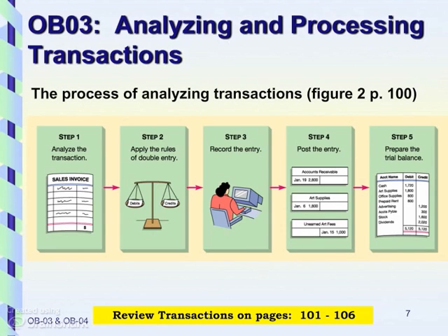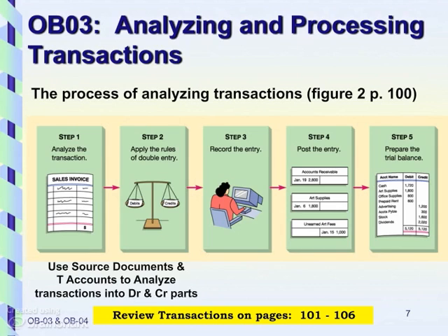The process for analyzing transactions can be broken down into 5 distinct steps. First, we analyze the transactions to determine their effect on the accounting equation, assets equals liabilities plus stockholders' equity. We look at which accounts increased and or which accounts decreased. And this is supported by our source documents. We apply the rules for double entry accounting, determining which accounts are credited and which accounts are debited. And then we record a journal entry.